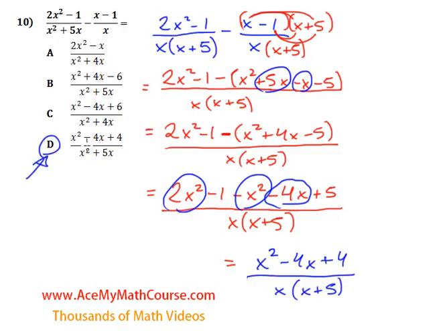X squared minus 4x plus 4 over x squared plus 5x, which is the same thing as x times x plus 5. But over here, we had just expanded that again. Remember that at the beginning, I told you guys to factor that to get it to x times x plus 5, and that just made it easier for us to find a common denominator. But here at the very end, we can actually expand it back. So that's it.